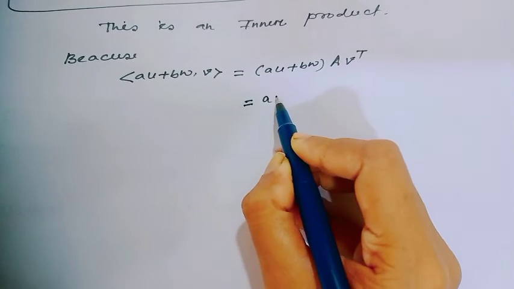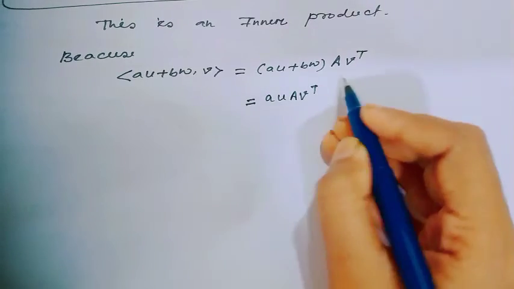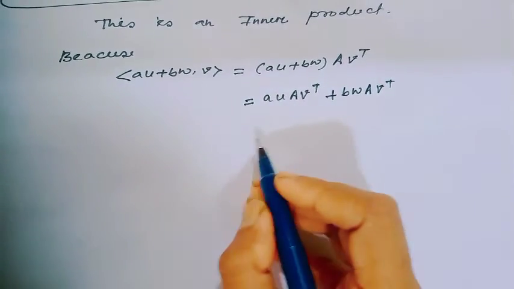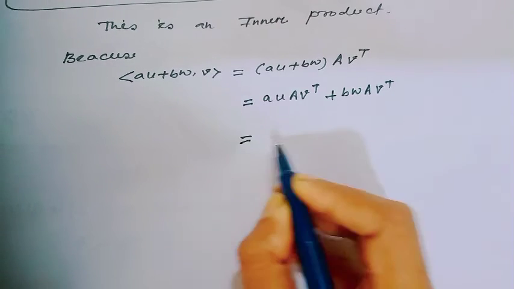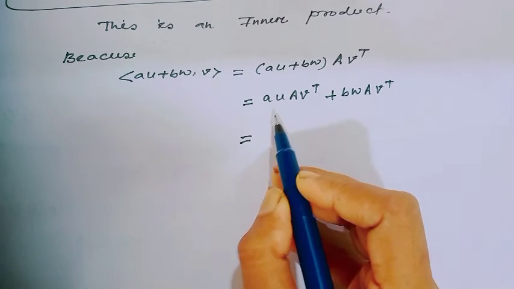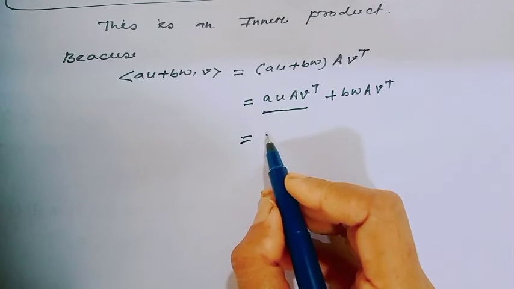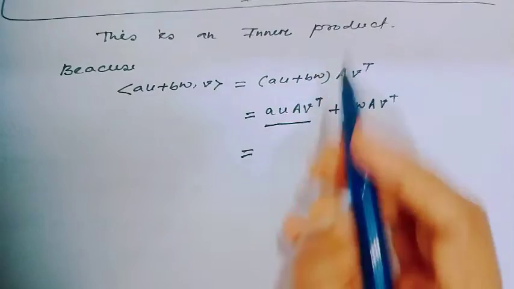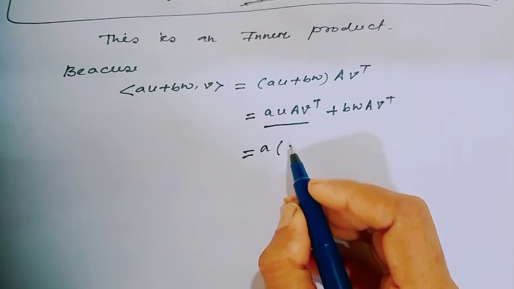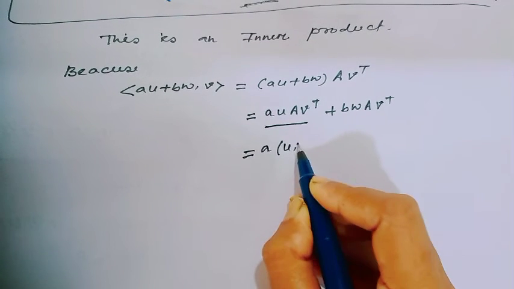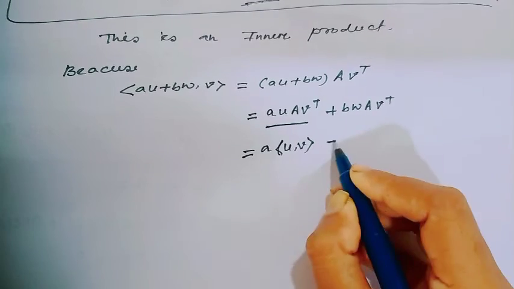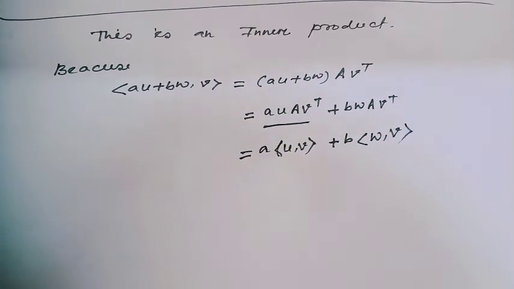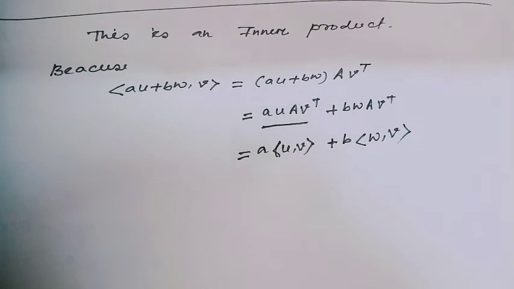is equal to aU A V transpose plus bW A V transpose. And aU A V transpose means, since the inner product of U, V is defined as U A V transpose, that this is a times inner product of U, V plus b times inner product of W, V. That means the condition of linearity is satisfied here.